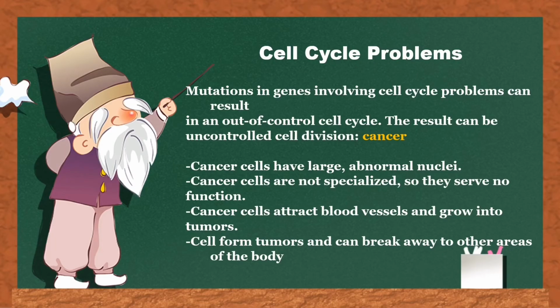Next, mutation in genes involving the cell cycle can result in an out of control cell cycle. The result can be uncontrolled cell division, such as cancer. Cancer cells normally have large and abnormal nuclei. Cancer cells are not specialized, so they serve no function at all.